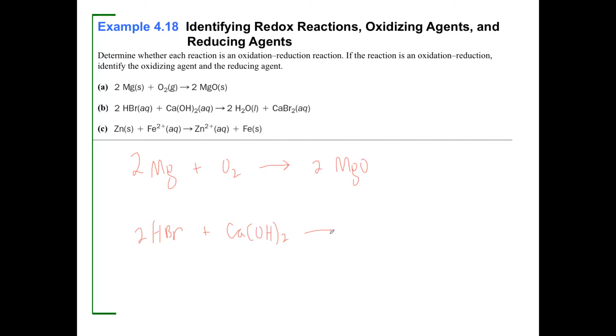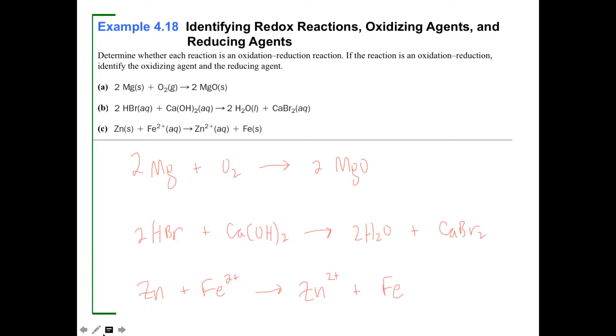Plus calcium hydroxide gives 2 waters. I'm going to write everything out, and then I'll use different colors. Calcium bromide. Okay, and then the third one is zinc plus iron 2+ produces zinc 2+ plus iron.